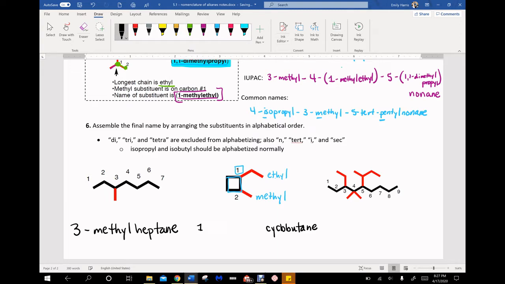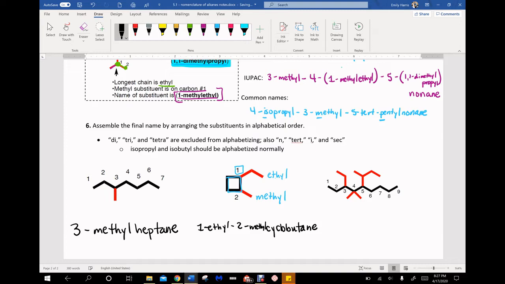So this will be 1-ethyl, 2-methyl cyclobutane. So 1-ethyl, 2-methyl cyclobutane. Again, ethyl comes first, and it gets the first carbon due to being before methyl in alphabetical order.